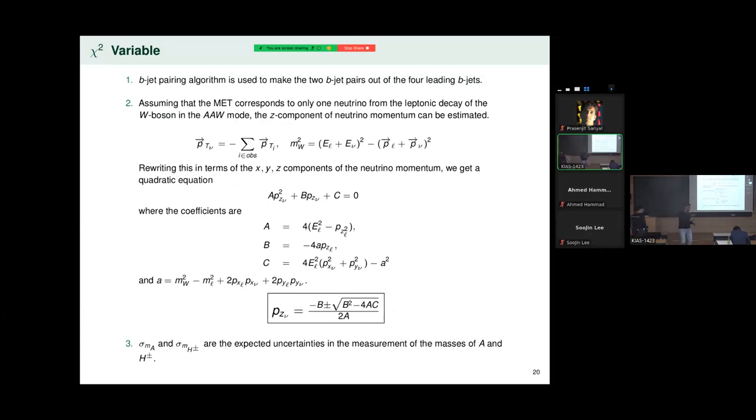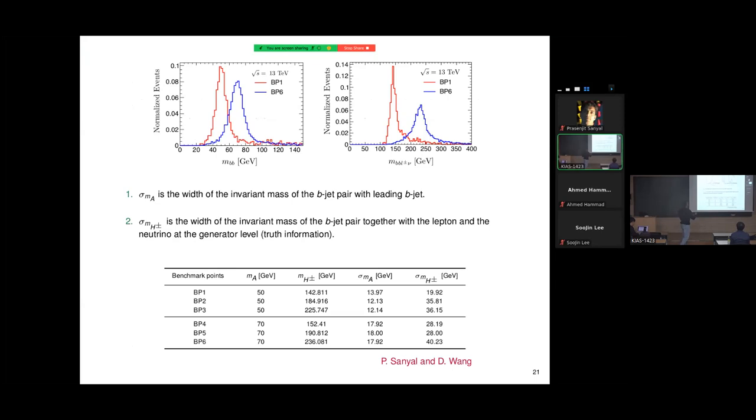Sorry for the inconvenience. Anyway, so I obtained the Z component of the four momentum for the neutrino. And now we have to estimate the mass resolution for the pseudoscalar and for the charged A. So for that, we need to do the truth reconstruction. For the truth reconstruction, we have two bijet pairs. The bijet pair which has got the leading bijet should reconstruct the mass of the prompt pseudoscalar.